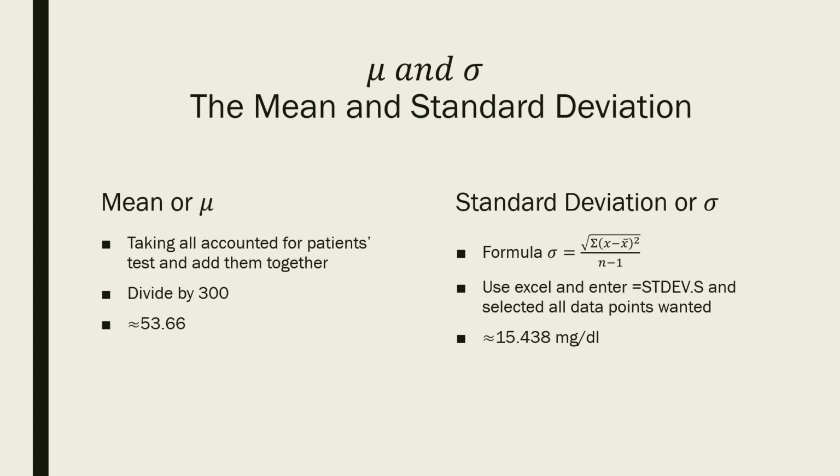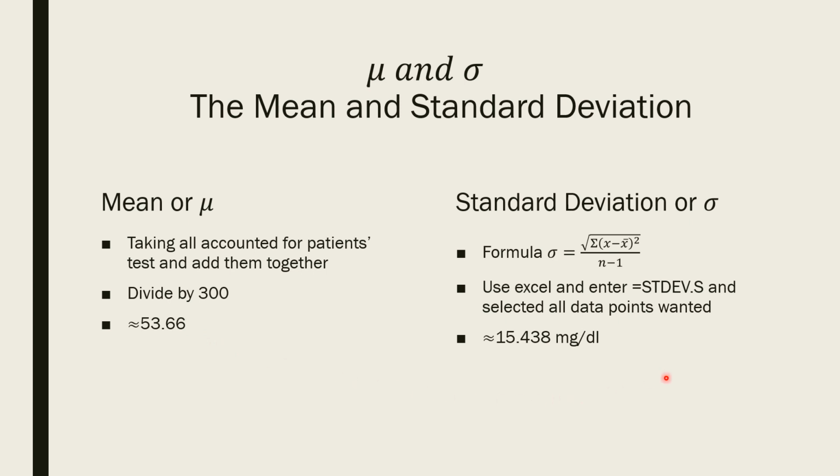Now let's go ahead and take a look at how to solve for mu and sigma, or in other words, the mean and standard deviation. First, the mean. How we found the mean is that we take into account all the patients' tests, their HDL levels, we add them together, and then divide by 300, because that's how many patients we have, and it gives us approximately 53.66 milligrams per deciliter.